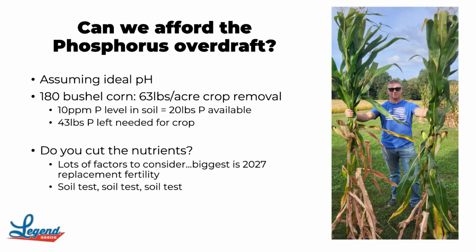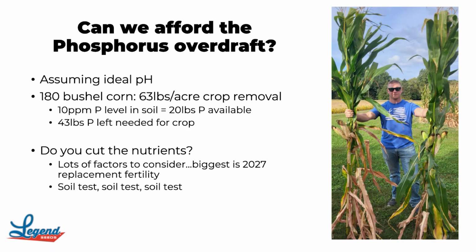So, assuming ideal pH, if we're pulling 180 bushel corn, 63 pounds of phos, and my soil test level is 10 parts per million, that means I've only got 20 pounds of phosphorus available for that crop. There are a lot of areas where we're hoping for 180 but only putting down maybe 20 or 30 pounds of phos, trying to cut. At that level, we're still 43 pounds of phosphorus short of what we need for that crop. This year, I'm afraid there are a lot of acres that aren't going to get that extra 43 pounds.